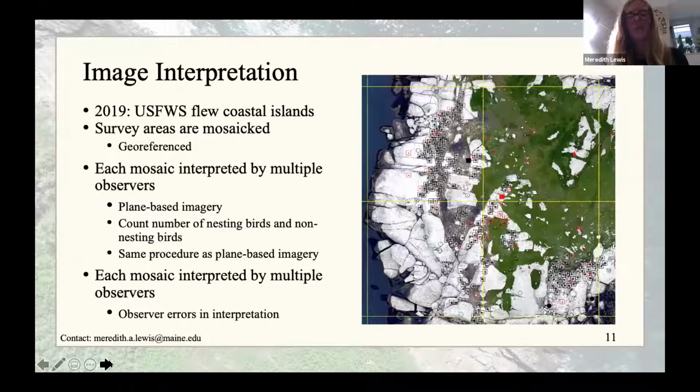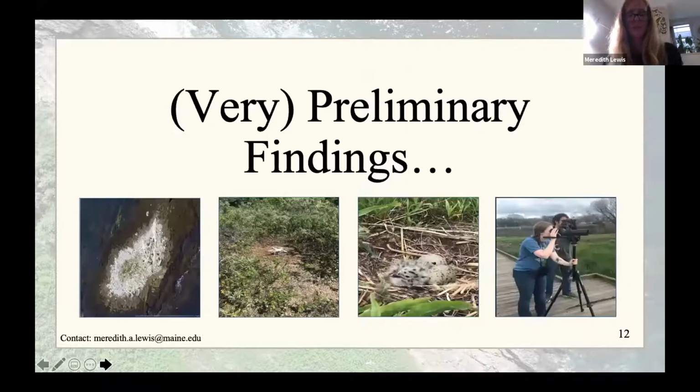And Logan touched a little bit on some of the image interpretation. In 2019, the U.S. Fish and Wildlife Service flew over the coastal islands, and the survey area was mosaiced and georeferenced. Each mosaic was interpreted by multiple observers. Essentially what we did was we went grid by grid and marked individual birds and assigned them a nesting status or a non-nesting status, as well as their species. And essentially what we would do for the UAV-based imagery is the same procedure. And then to detect observer errors in interpretation, each independent observer goes through the imagery once, and then we compare variation between those interpretations.